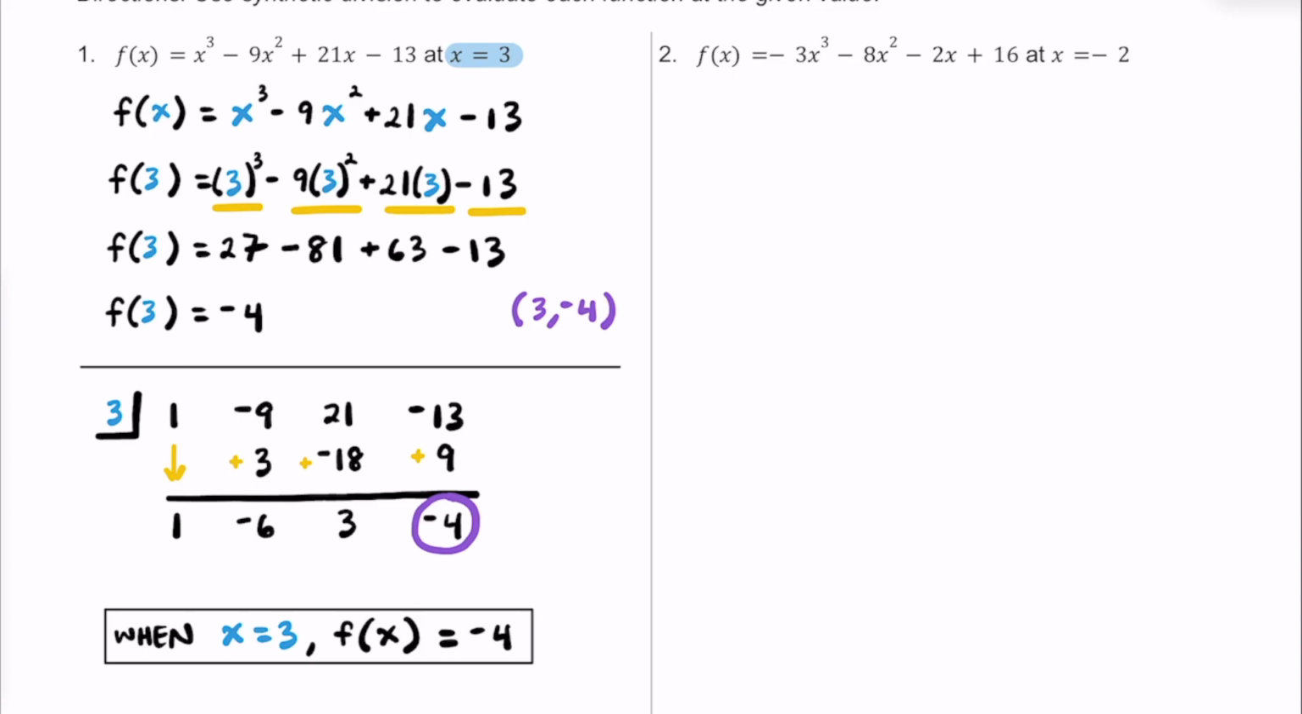For number 2, we have this function f of x is equal to negative 3x cubed minus 8x squared minus 2x plus 16, and we're going to evaluate this when x is equal to negative 2. All right, let's start by just copying down the function.